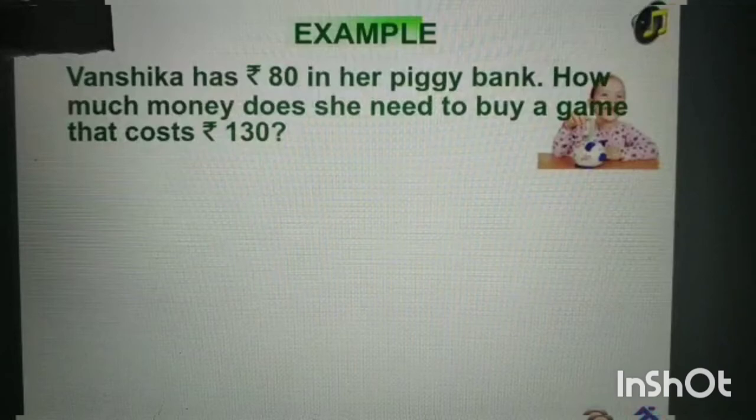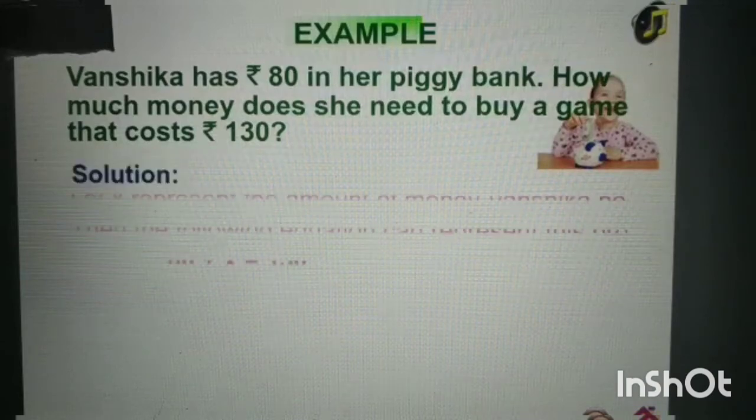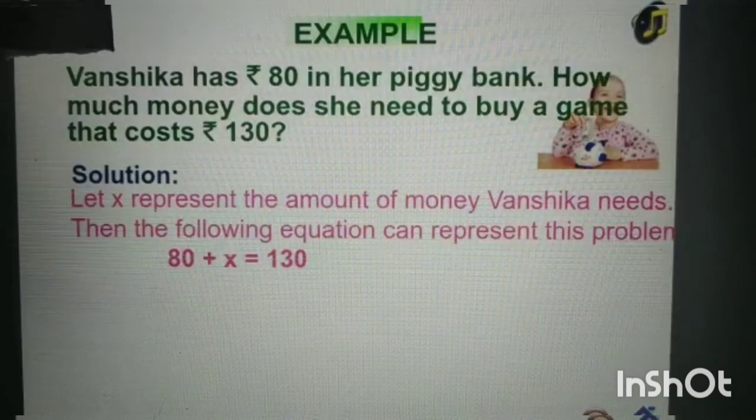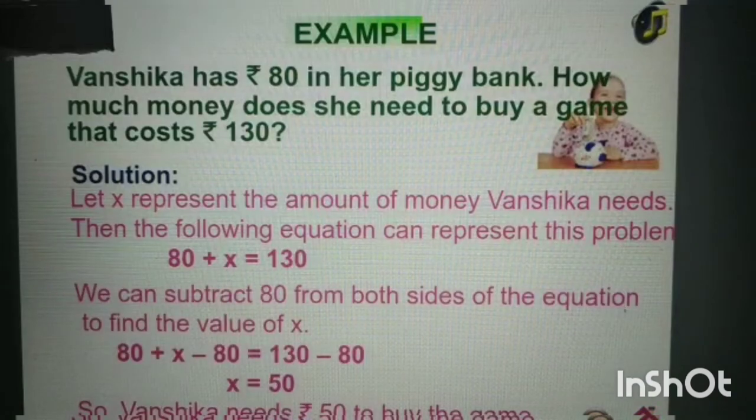Vanshika has 80 rupees in her piggy bank. How much money does she need to buy a game that costs 130 rupees? Let x represent the amount of money Vanshika needs. Then the equation 80 plus x is equal to 130 represents the given problem. Now we subtract 80 from both sides of the equation and find that the value of x is 50. So Vanshika needs 50 rupees to buy the game.